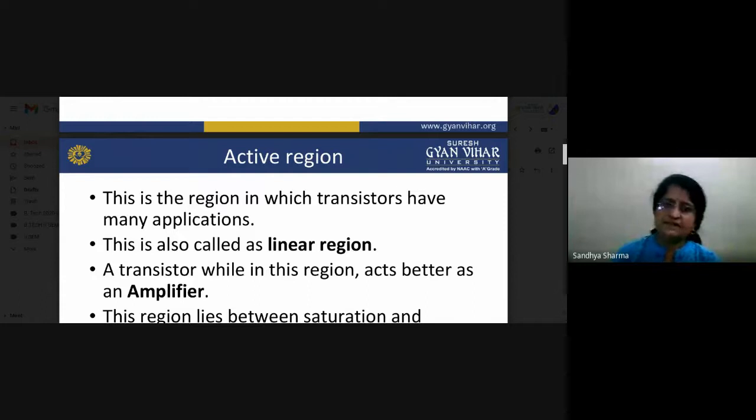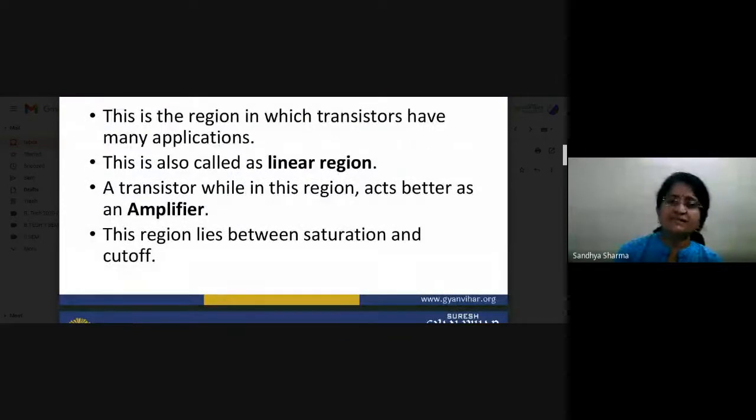So what about the active region? This is the region in which the transistor has many applications. Active region is a very important region in which our transistors work. It is also called the linear region. Basically the active region is a linear region, a linear part is used. So why is it very important? Because in the active region our transistor works as an amplifier. This is the region in which our transistor works as an amplifier.